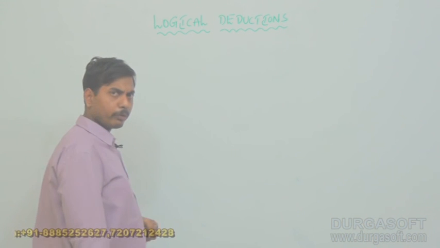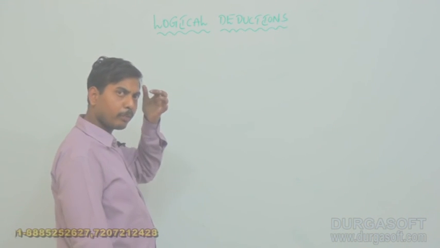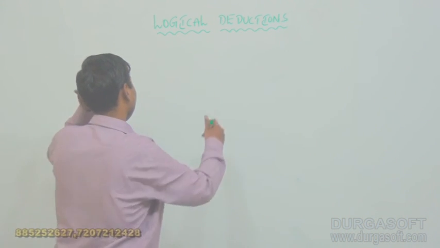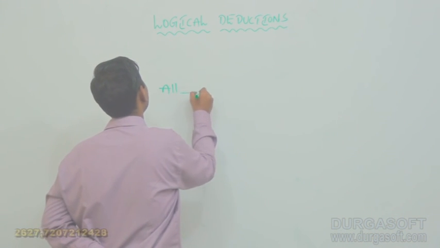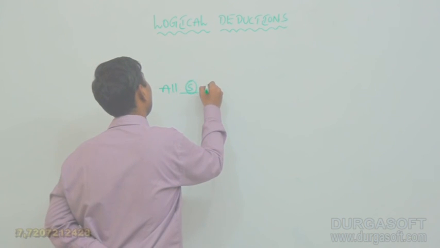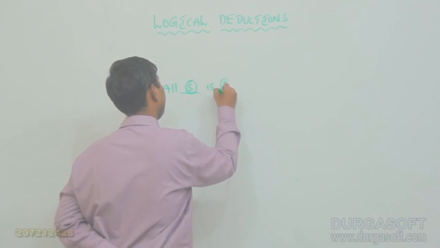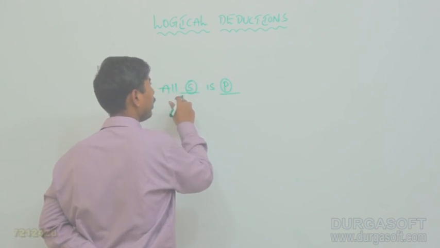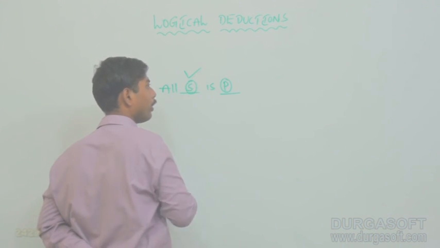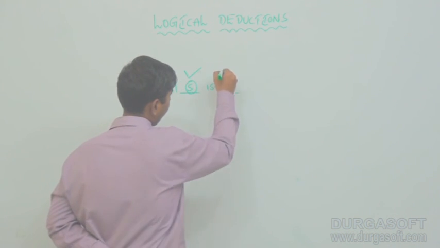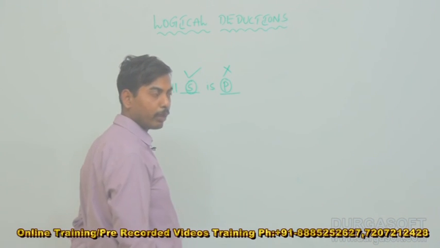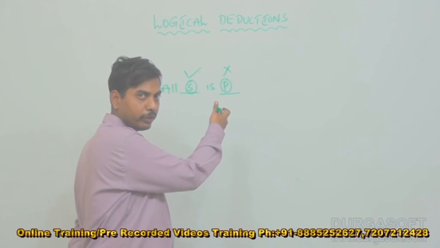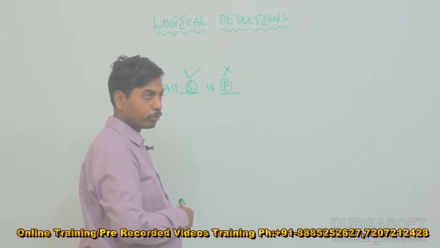If you want to represent the distribution process with reference to the syntax format, you should write it here. All S is P. Here the subject is defined very well and the predicate is not defined very well in the case of a universal affirmative statement. We have seen that in the earlier chart also.